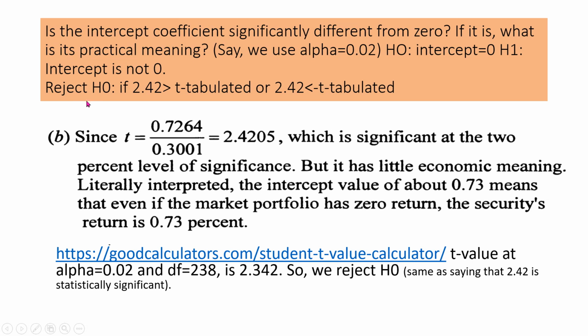So the decision rule for a two-tailed test is we reject H naught if the calculated T value exceeds the T tabulated, or the calculated value is less than minus of T tabulated. So I need the value of T calculated and T tabulated. How can we calculate T tabulated? I have just shown you that the T value calculator is available online on this website.